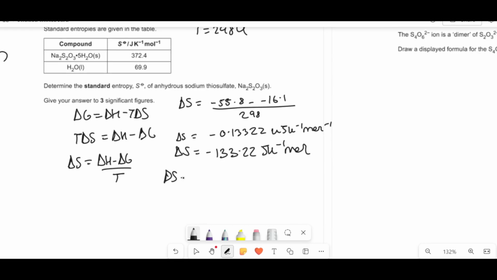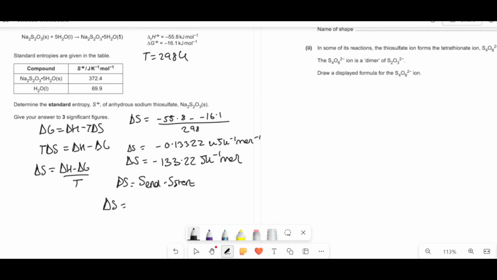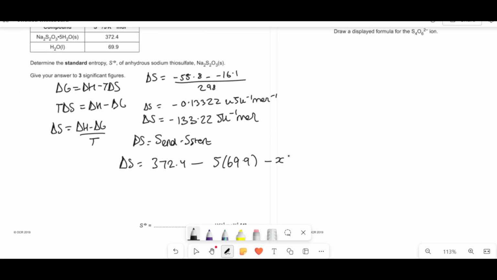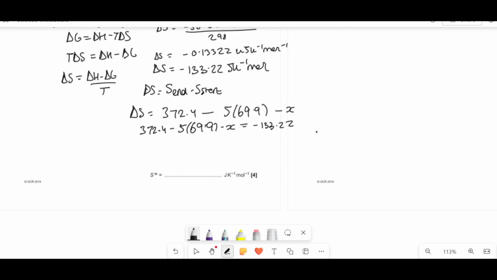Now, delta S equals the S end minus S start, right? If you have a look at this equation here, delta S would equal this end entropy, which would be this here, so 372.4 minus the entropy at the start, which is going to be, well, there's 5 H2Os, so minus 5 lots of 69.9 minus whatever this is, which we're going to call X, because that's what we're looking for, right? And we just worked out that this whole thing equals minus 133.22. So then 372.4 minus 5 lots of 69.9 minus X equals minus 133.22.